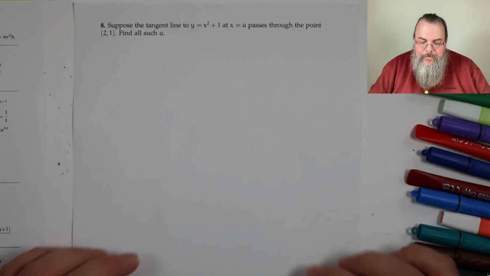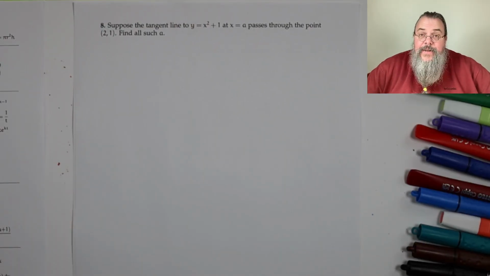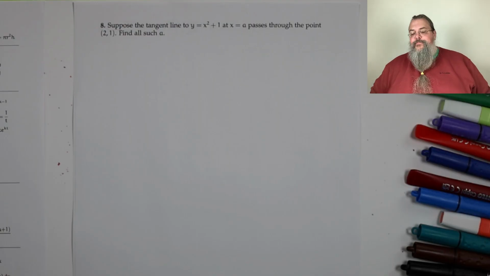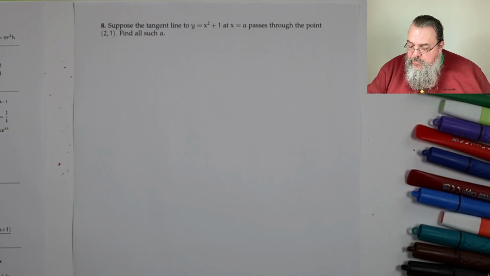Let's see what we have. Number 8. Suppose the tangent line to y equals x squared plus 1 at x equals a passes through the point (2, 1). Find all such a. Okay, well, interesting problem.